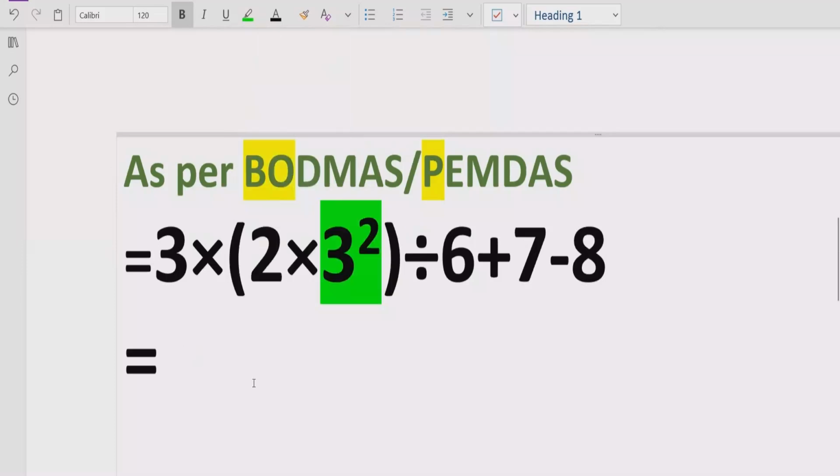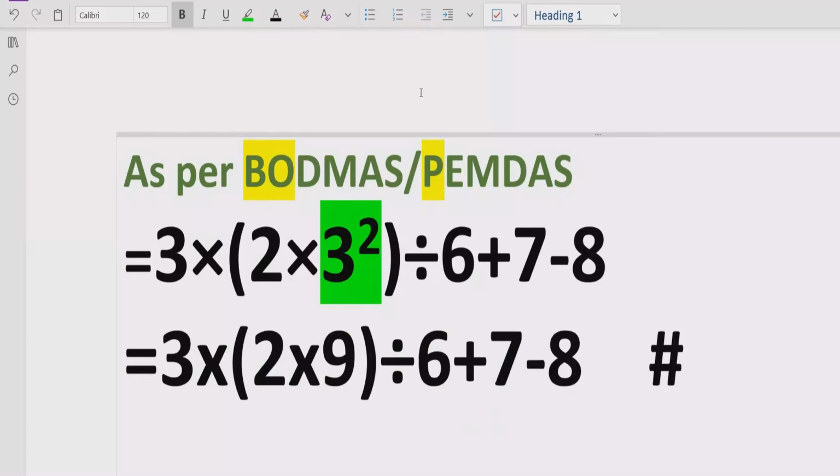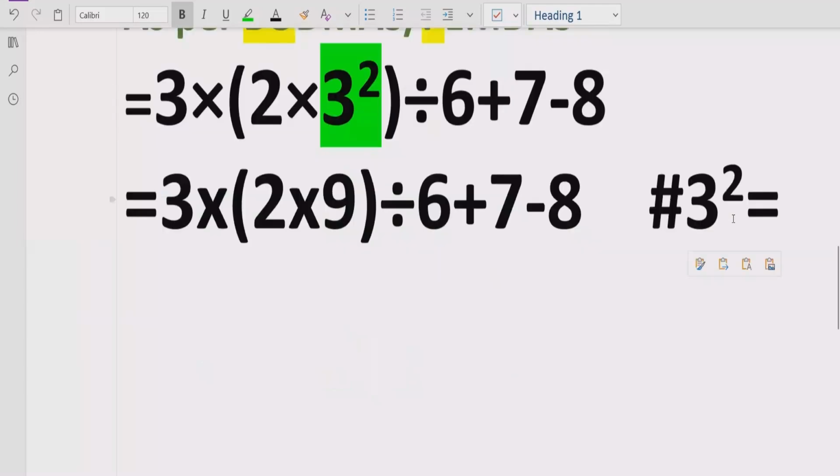So we will solve this one, 3 multiplied by 2. 3 raised to power 2 means 3 multiplied by 3, which is equal to 9. And divided by 6 plus 7 minus 8. And here we give the reference: 3 raised to power 2 is 9.